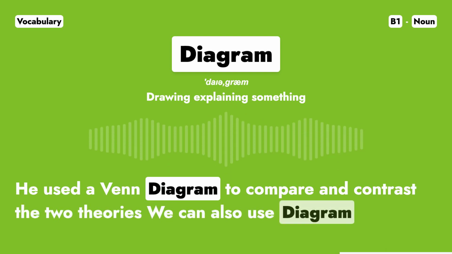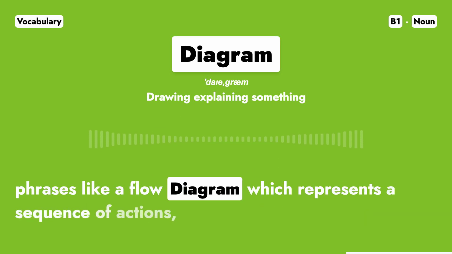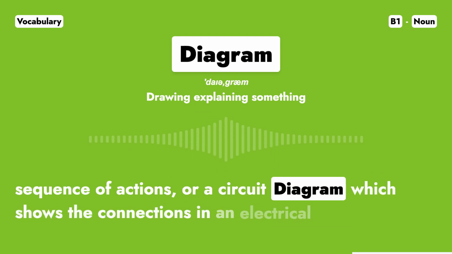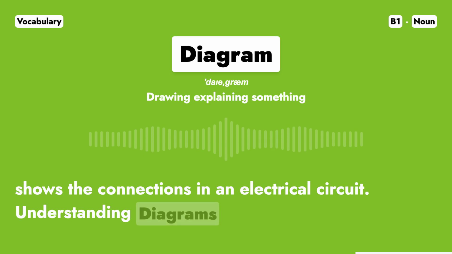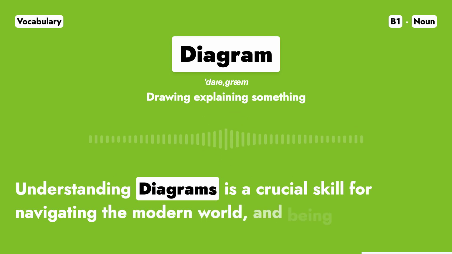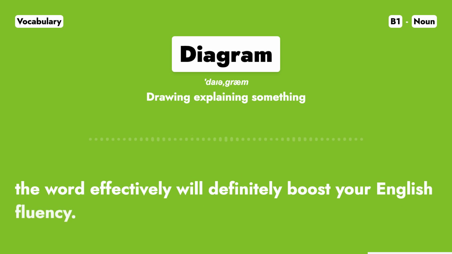We can also use diagram in phrases like a flow diagram, which represents a sequence of actions, or a circuit diagram, which shows the connections in an electrical circuit. Understanding diagrams is a crucial skill for navigating the modern world, and being able to use the word effectively will definitely boost your English fluency.